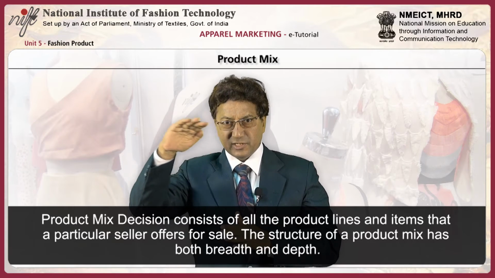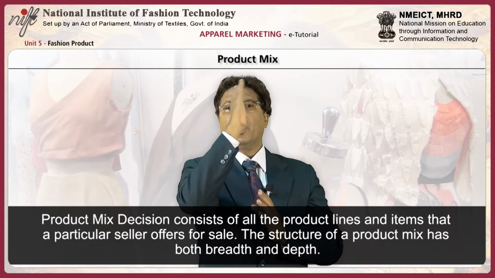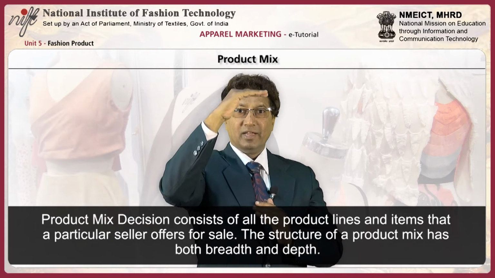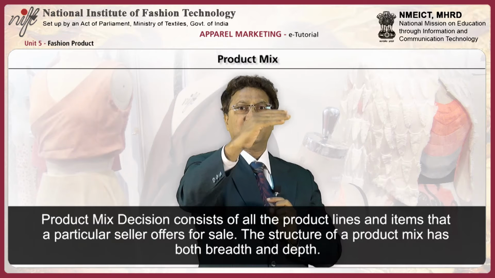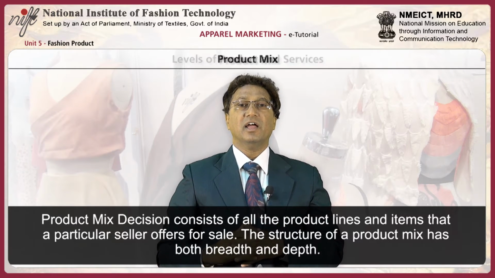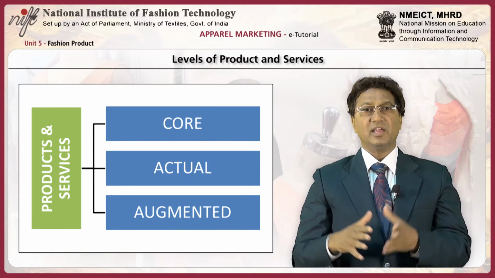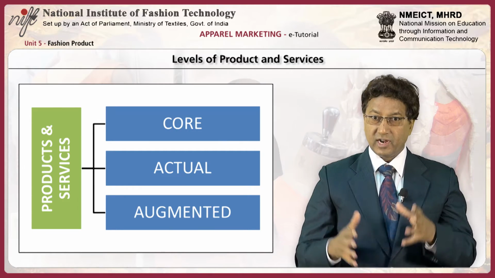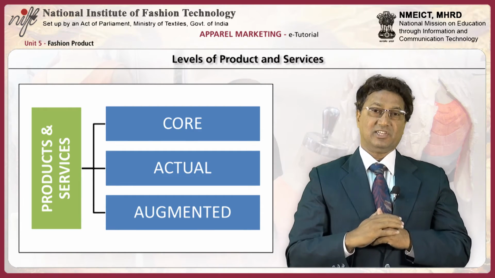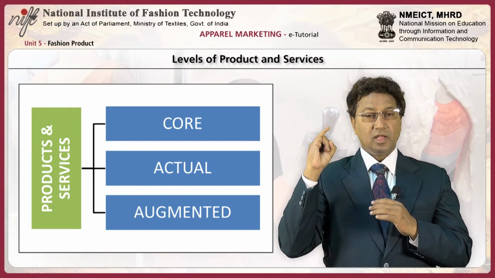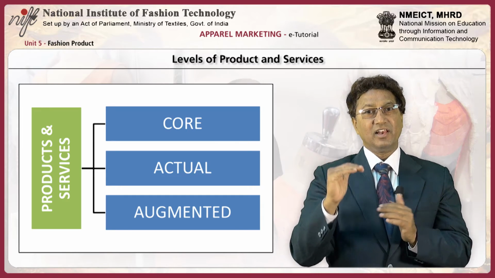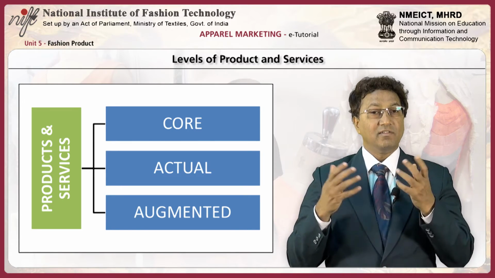Its breadth is measured by the number of product lines carried. Its depth by the variety of sizes, colors, models offered within each product line. It is important for marketers to think about products and services on three levels, that is core, actual and augmented, because each level contributes to customer value.